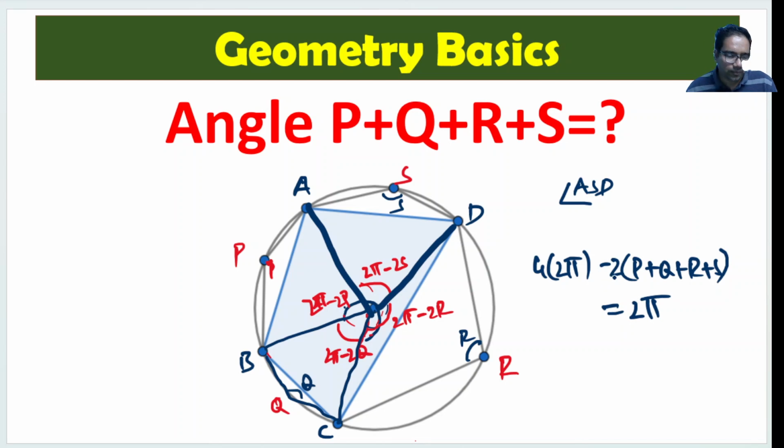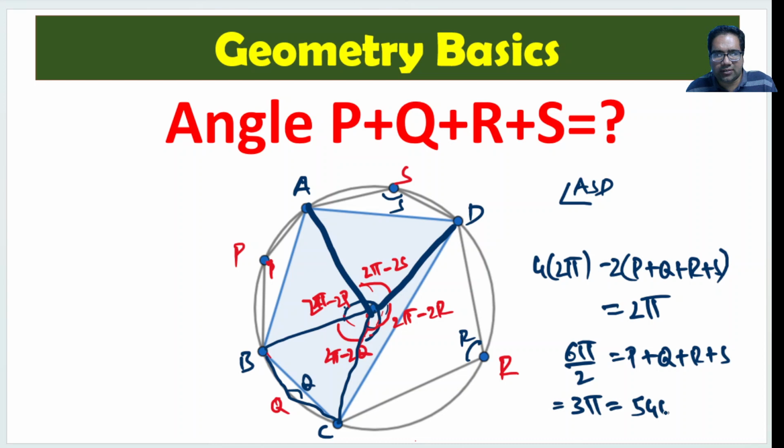2 pi is 360 degrees. Which means 8 pi minus 2 pi, that is 6 pi, divided by 2, equals P plus Q plus R plus S, which equals 3 pi, which means 540 degrees. 3 into 180 is 540 degrees.